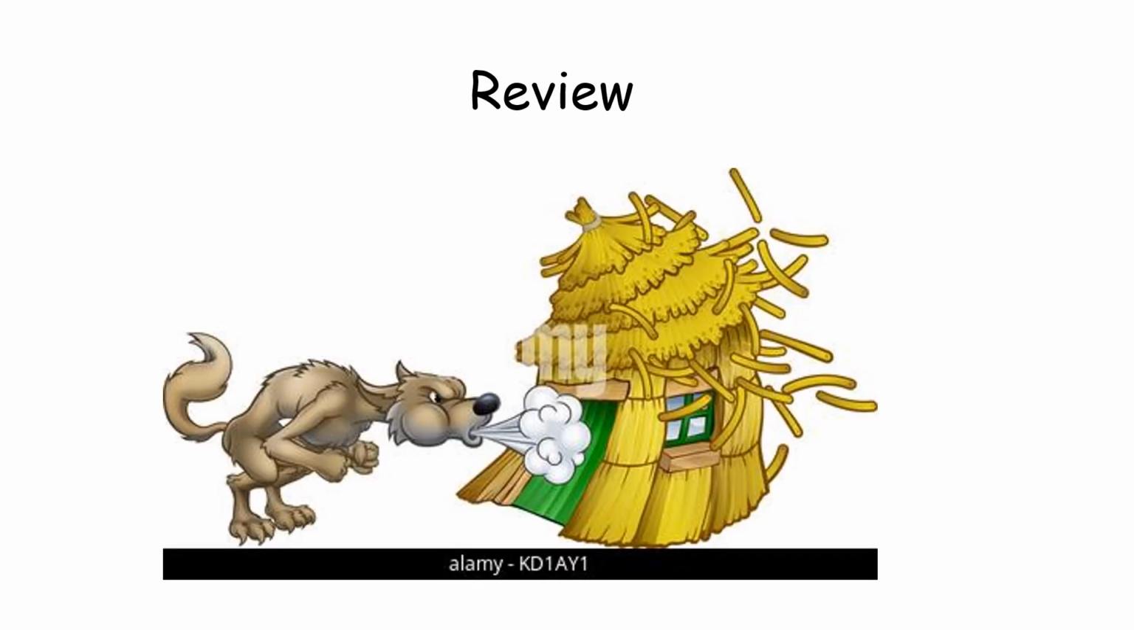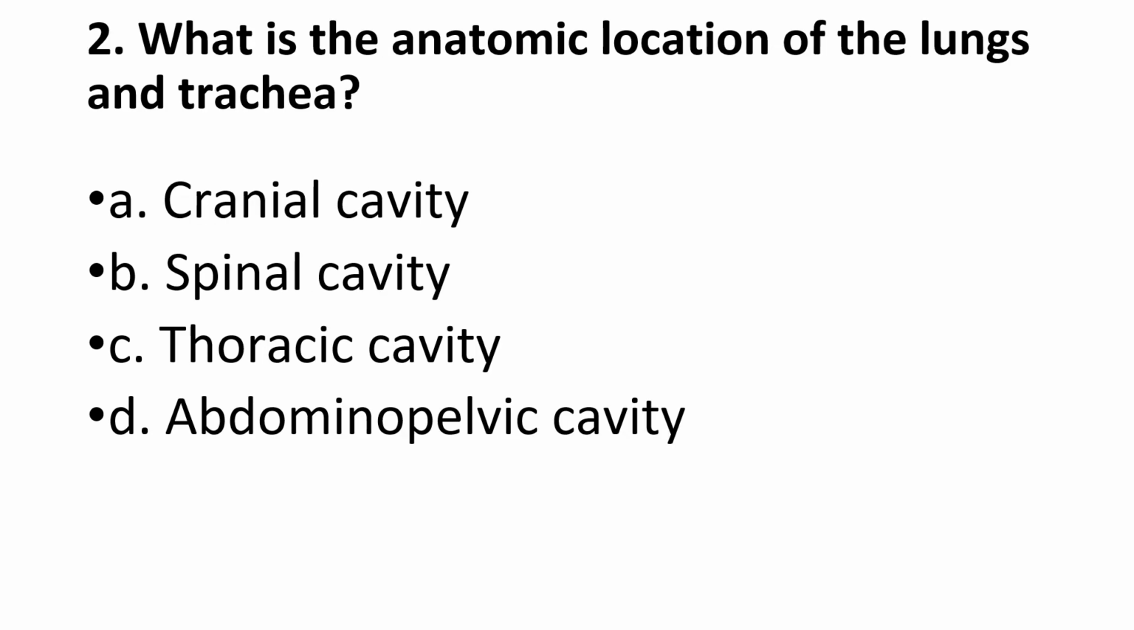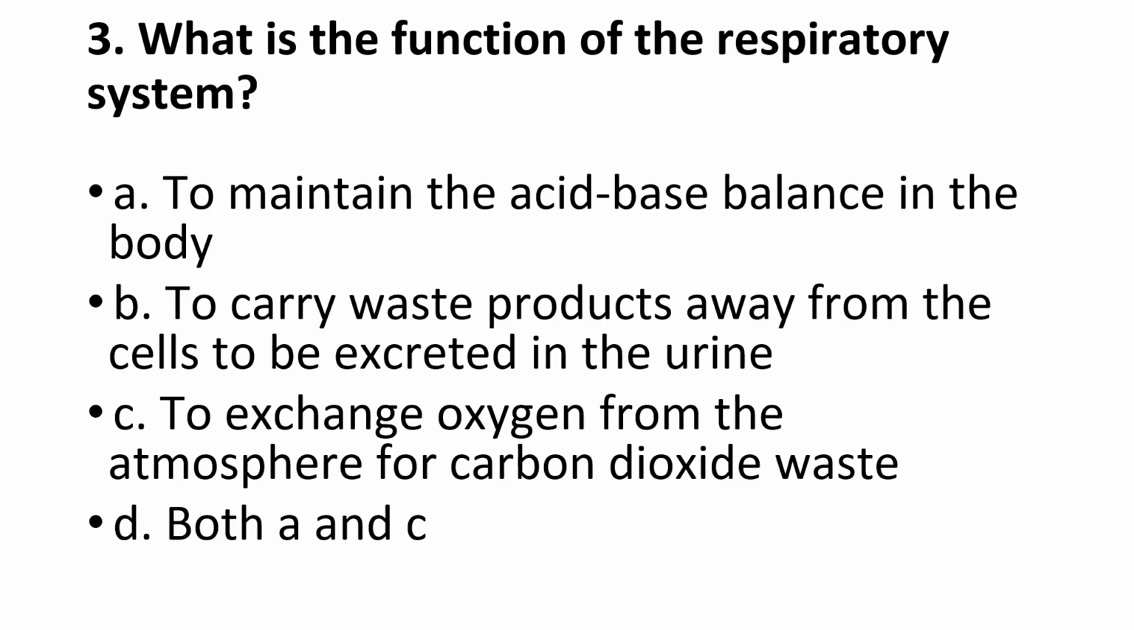Okay, so let's just review some of the more salient points of today's talk. Which are components of the respiratory system? Nasal cavity, trachea, lungs, or all of the above? Of course, that's all of the above. What is the anatomic location of the lungs and the trachea? Cranial cavity, spinal cavity, thoracic cavity, abdominopelvic cavity? That would be the thoracic cavity.